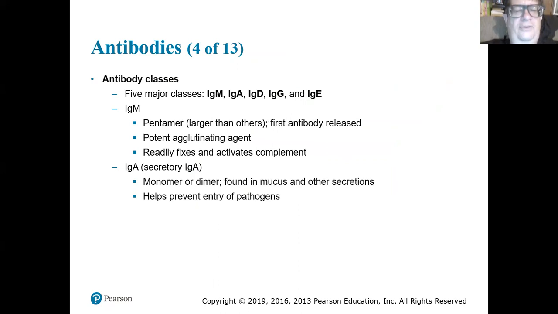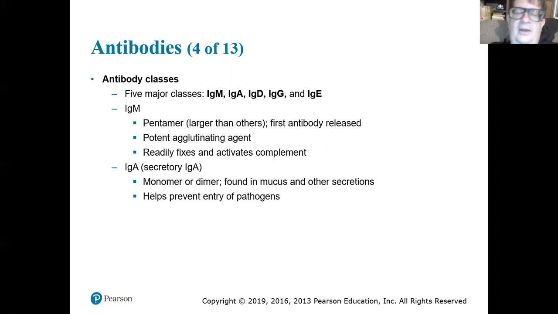All right, so we said there were 5 classes: IgA, IgD, IgG, IgE, IgM. Great. IgM, the M should remind us of massive. This is bigger than the others. It's the first one we release when there's a reaction. And it says potent agglutinating agent.